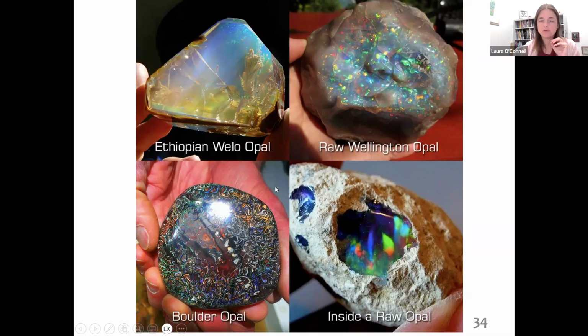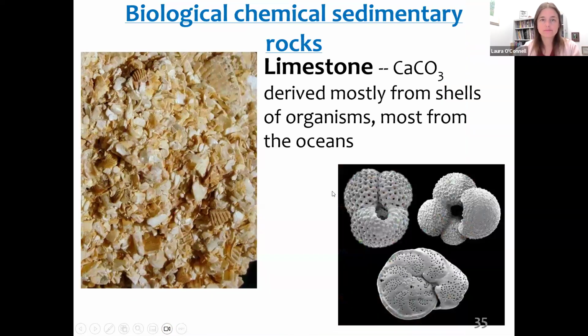You can find opal kind of just forming in cavities that used to be cavities underground, like a geode. Or you can find opal that is actually filling in petrified wood or even filling in dinosaur bones. I've seen an entire opalized dinosaur fossil skeleton in a museum before. So opal is a very neat one.